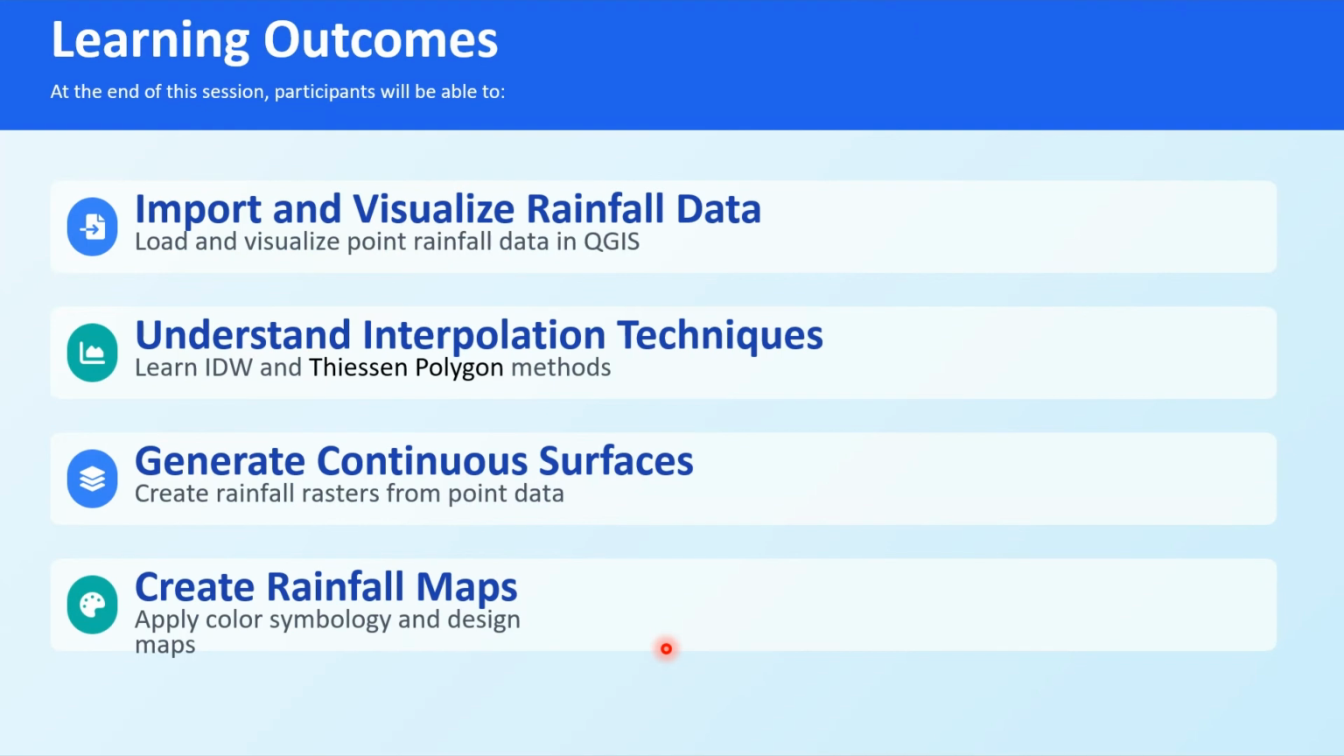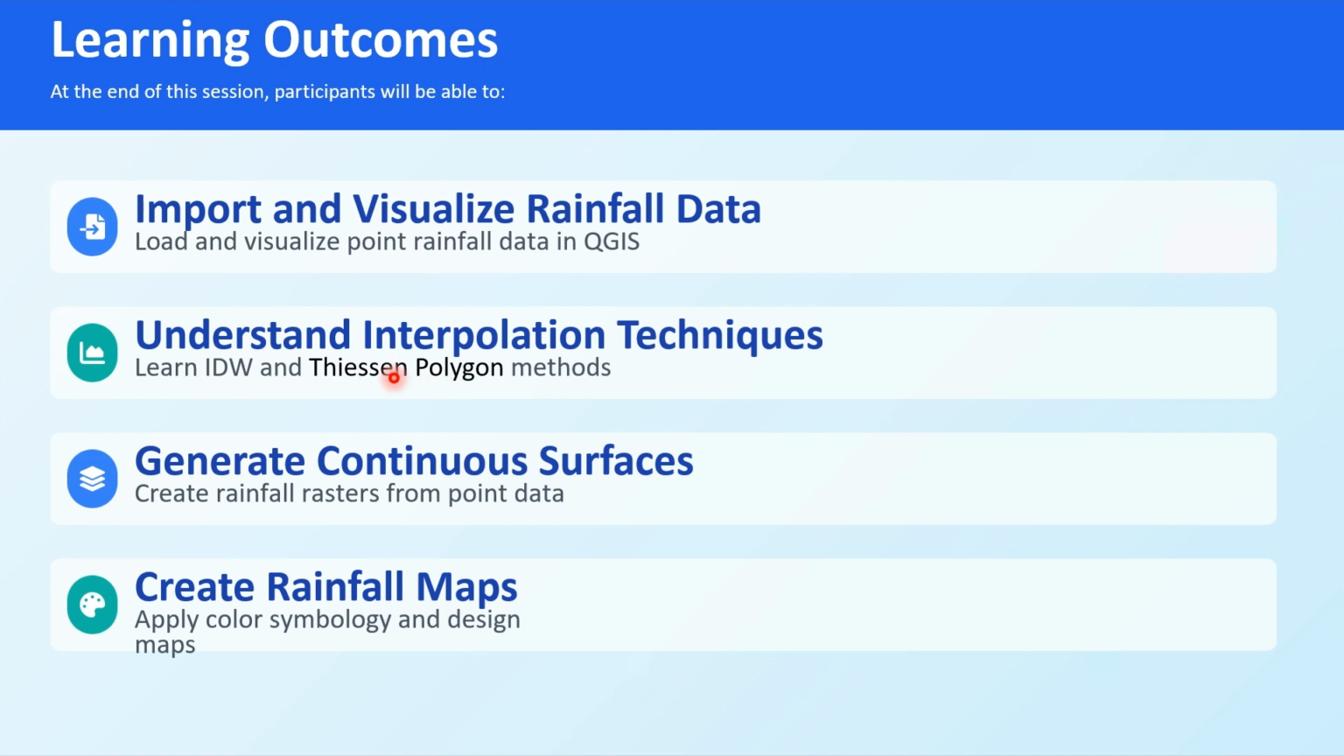So the objective of this particular session is that first of all, we will try to understand how to import and visualize rainfall data. There are various methods to load the dataset. Currently, we are going to work on the point dataset, which contains latitude, longitude information of any location. Then we will try to understand the different types of interpolation techniques. In the current session, we are going to conduct two interpolation techniques. One is IDW and another is Thiessen polygon methods.